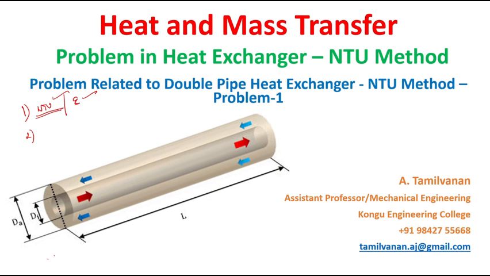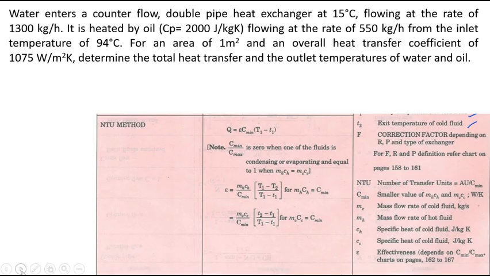Otherwise, we have four temperatures, capital T1, T2, and small t1, t2. Of the four temperatures, any two temperatures are given and two are unknown. In this case we can choose the NTU method. Previously, when three temperatures were given, we went directly to the LMTD method. But when any two are given and any two are unknown, we can go to NTU. Otherwise, if the NTU value or effectiveness value is given in the problem, we can choose the NTU method. Now we can move to the problem.